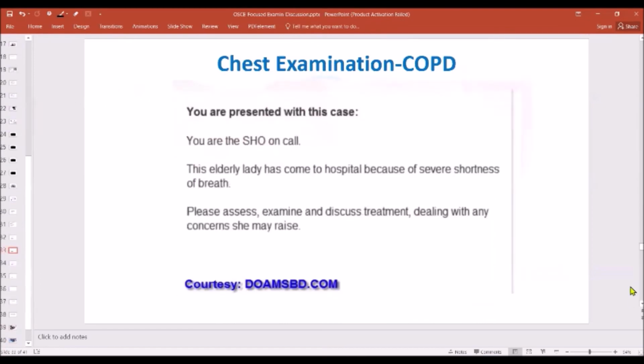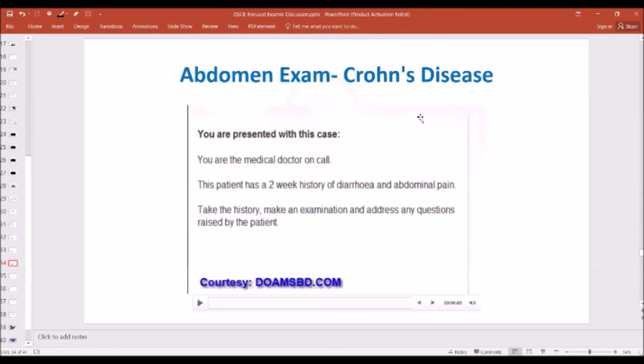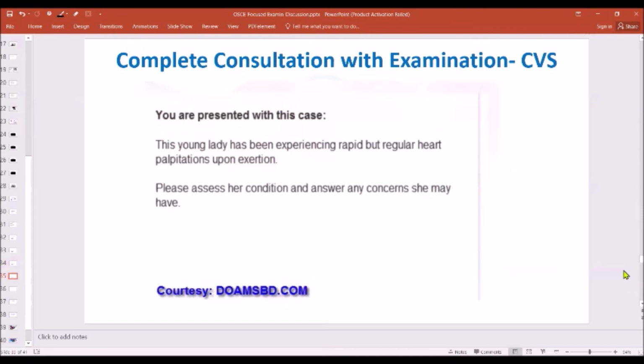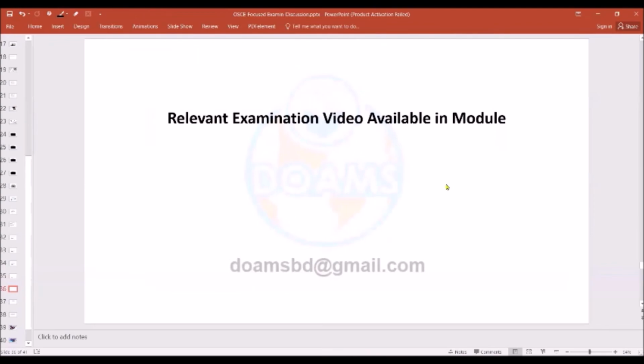Chest examination we already discussed before. Abdomen examination may not be Crohn's disease, maybe other diseases, acute cholecystitis or peptic ulcers. So complete consultation with examination of the CVS. Complete consultation means discussion and other things available in this video. All the videos, doctor, we included in our basic module. But in the coming mock examination, actually mock practice, we have not included all the examinations. Those who have orientation of the basic examination technique and other, you will get benefit from the mock practice.